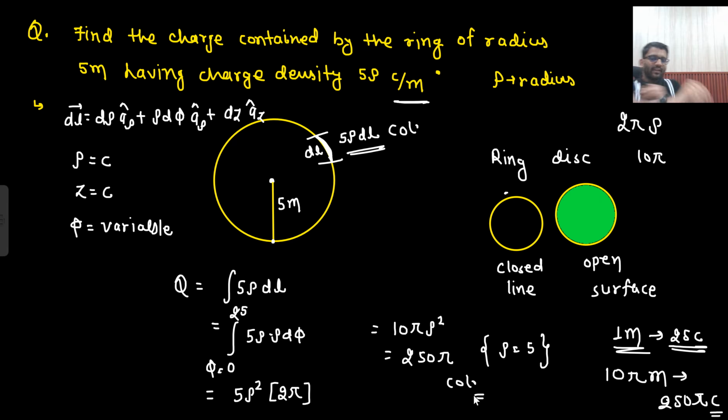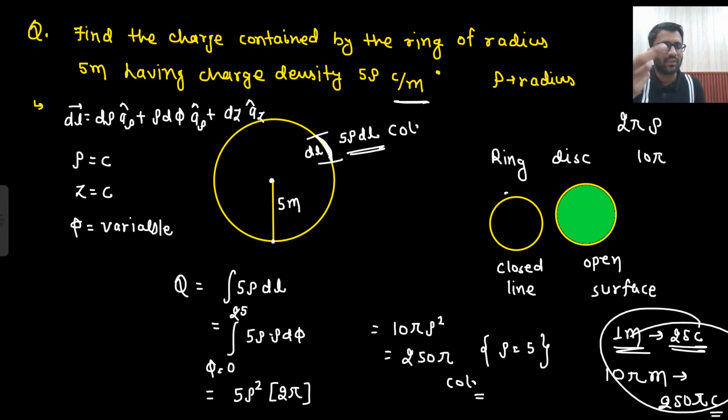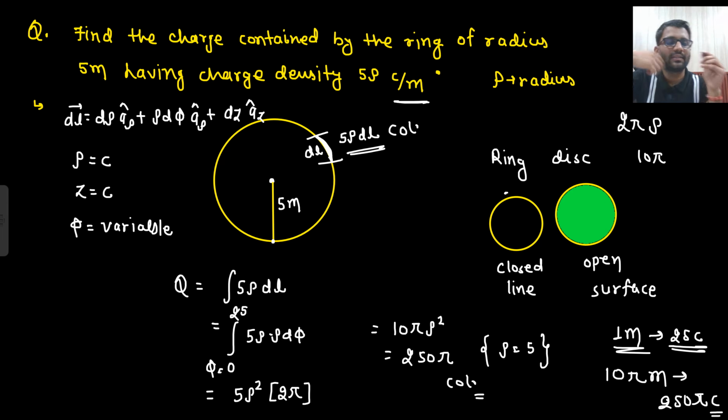Are you able to understand? Look, I need to introduce these things, then only you will learn. If I had solved by this method, you would think, okay, it is very easy, this is simple mathematics. Charge density means on 1 meter, 25 coulomb charge is there. But why are you able to put the value of rho here? Because you know that on the circumference, rho is constant, and you need to find the charge on the circumference itself.